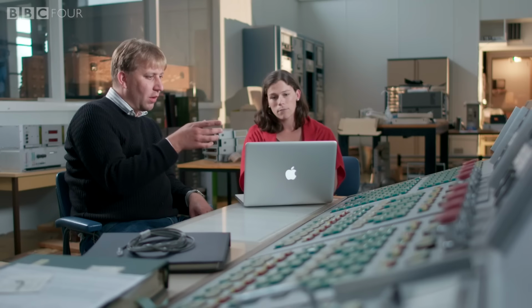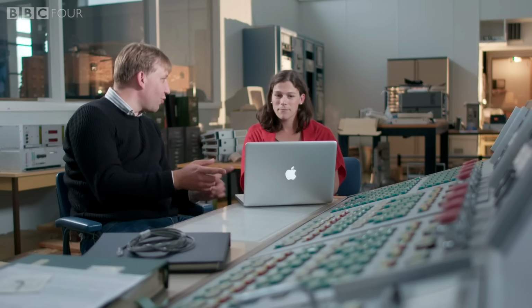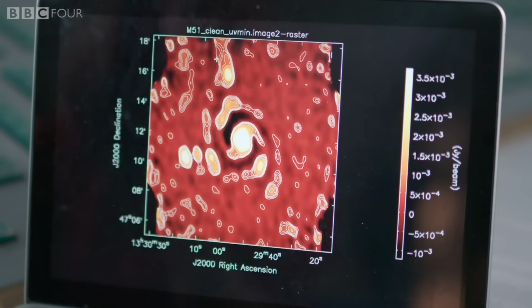So you said this is an image from the small array. That's right. Which is the low resolution end of things. There's a large array as well. Right, so we can go to the image from the large array. Okay, now that's better. I can see there's the central blob, but are those the spiral arms, maybe?